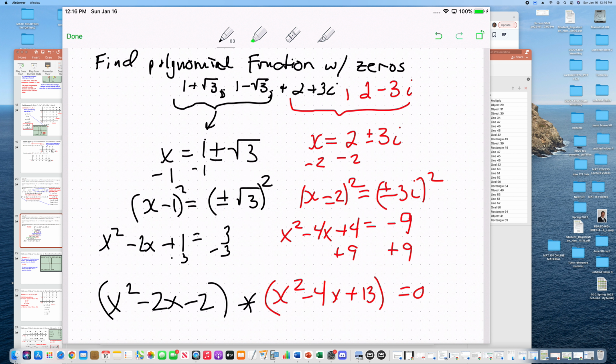And now we multiply those together like we did at the end of that problem. And now you can write a polynomial function given rational zeros, irrational zeros, or complex zeros.